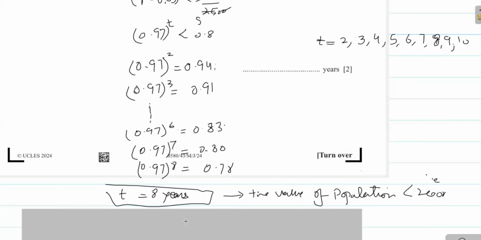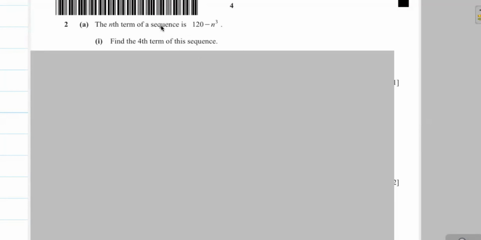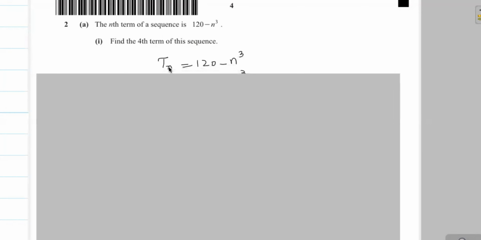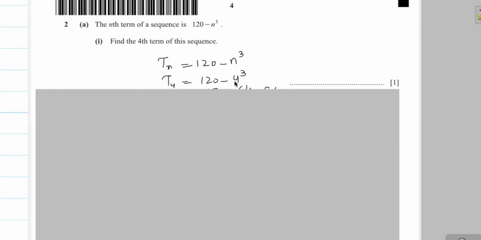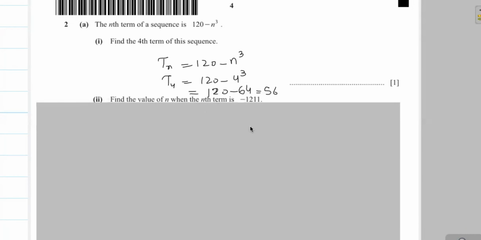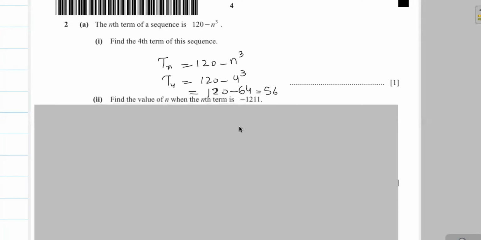This is the answer. Question number 2, part A, the nth term of a sequence is 120 minus n cube. Find the fourth term of this sequence. We'll write nth term t n equal to 120 minus n cube. Now we have to calculate the fourth term of the sequence. Therefore, t4 equal to 120 minus 4 power 3. This will be equal to 120 minus 64, and this will be equal to 56.